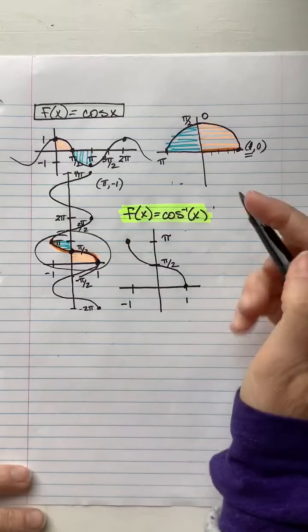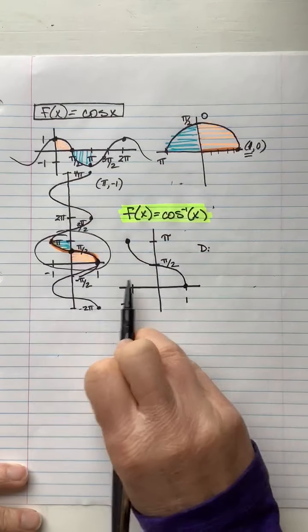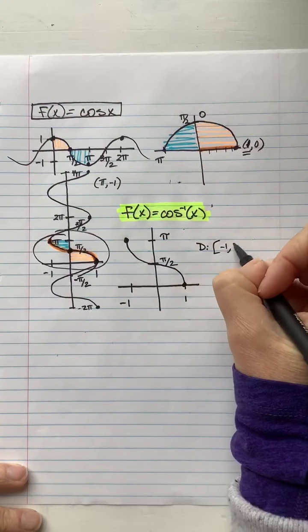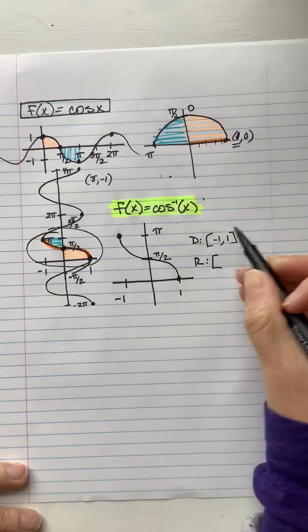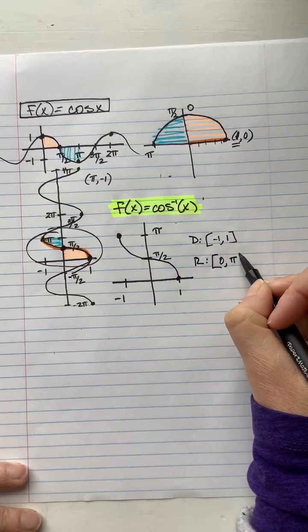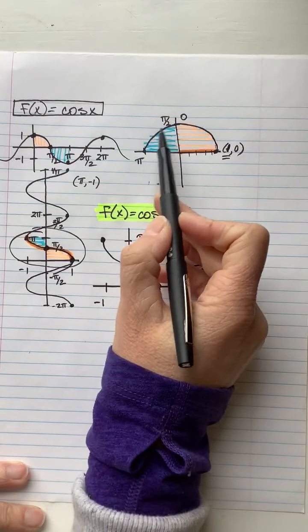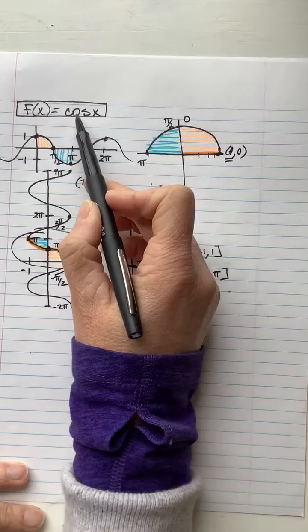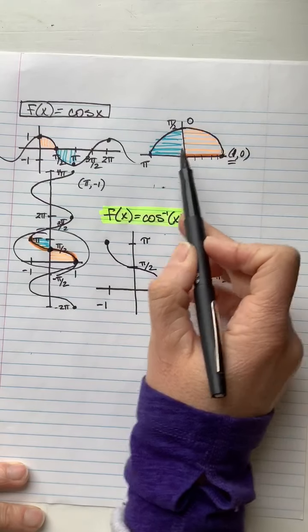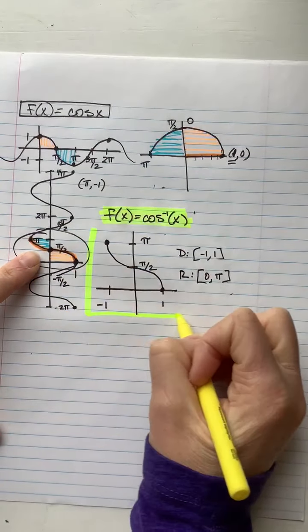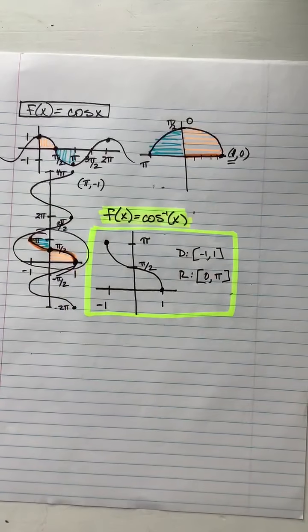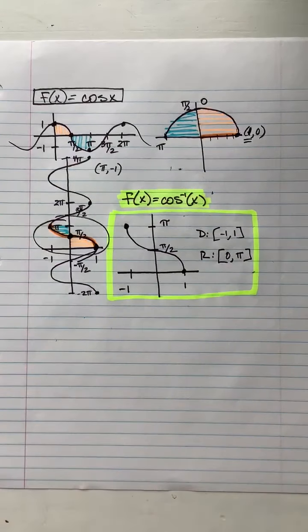Oh, I got to do domain and range. All right, domain, negative 1 to 1. Range on this one for the parent is going to be going from 0 to pi. So we're including the top part of our unit circle because we have cosine again as our x's. So I have positive x's and negative x's. Looks a little different than sine. Okay, there's my parent cosine.